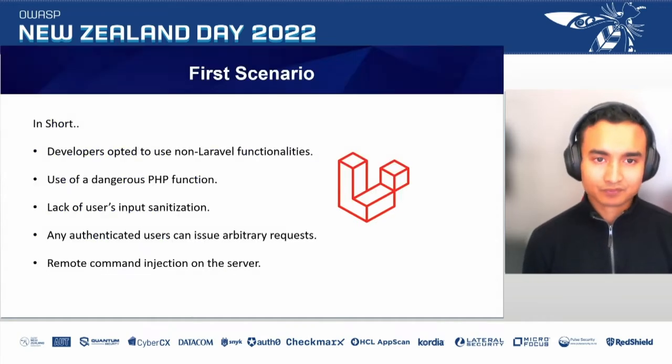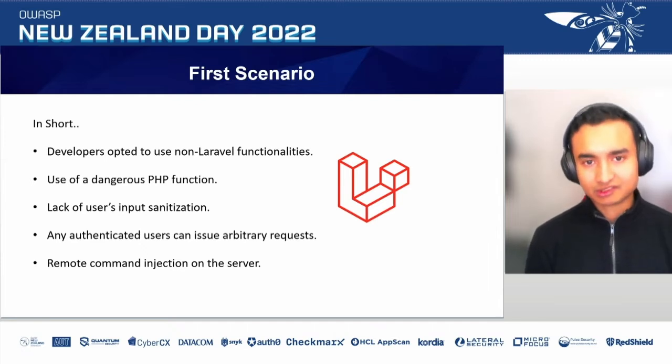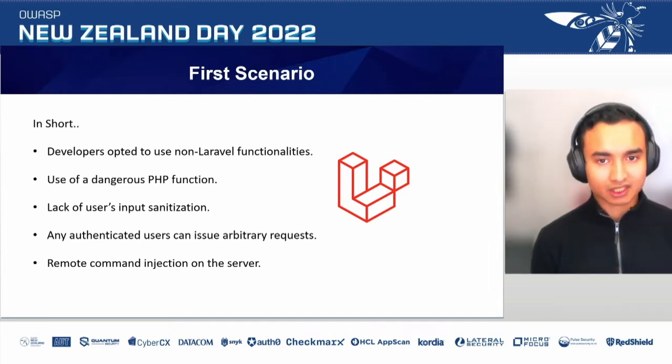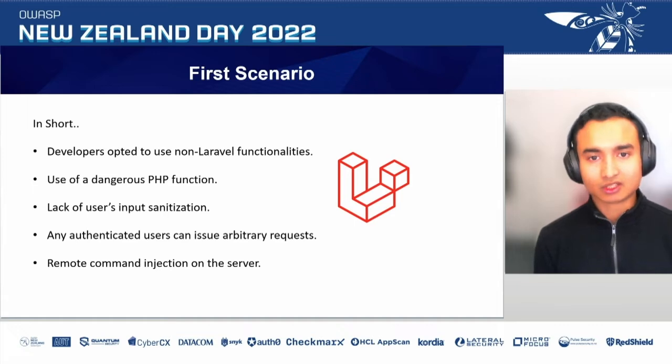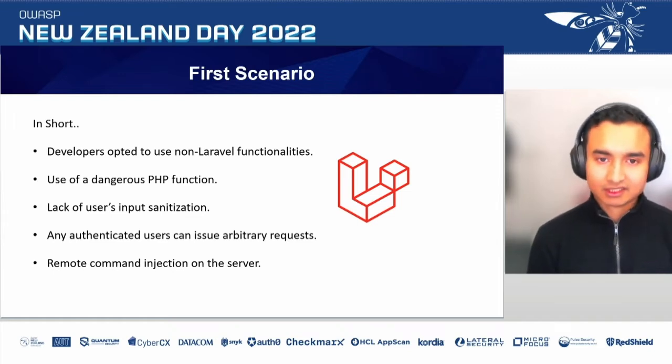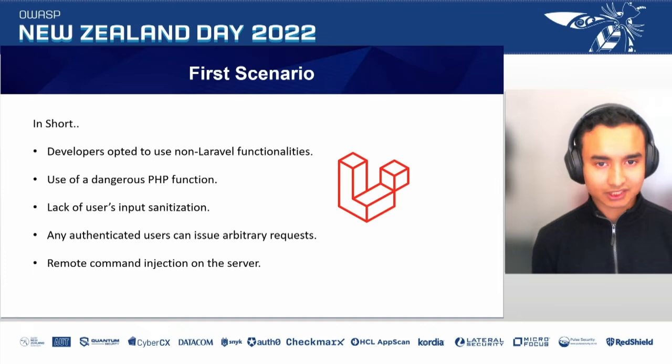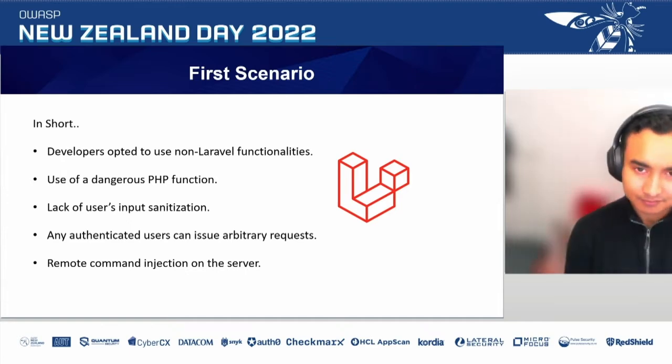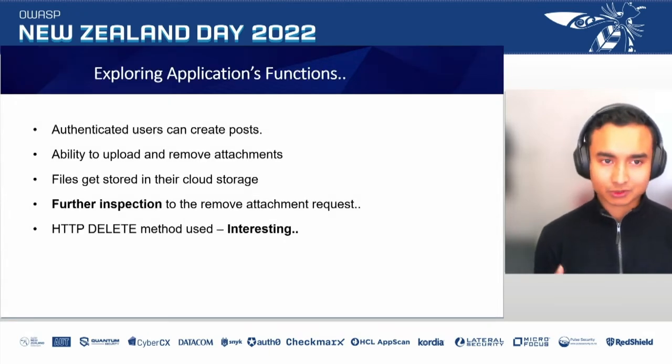To get things started, let's look at the first scenario. We'll look at two scenarios in total. First one is PHP Laravel. The client reached out to us, hey, can you test our application? It looked like that was heavily influenced by PHP Laravel. When we tested their product, it looked like they went out of their way to introduce some custom functionalities. We'll talk more about that in detail. That combined with lack of user input sanitization or any sort of validation, and we could remotely inject commands and run commands on the web server in the backend. That's in short. Let's get more into details.